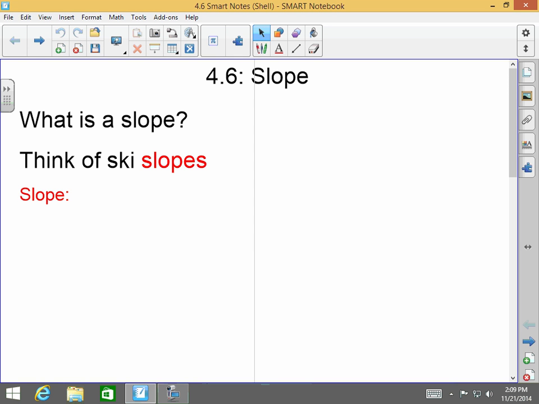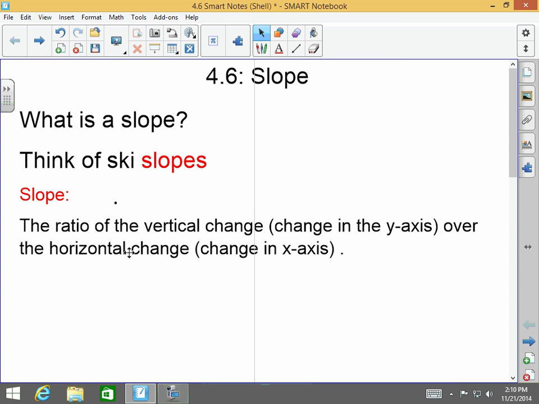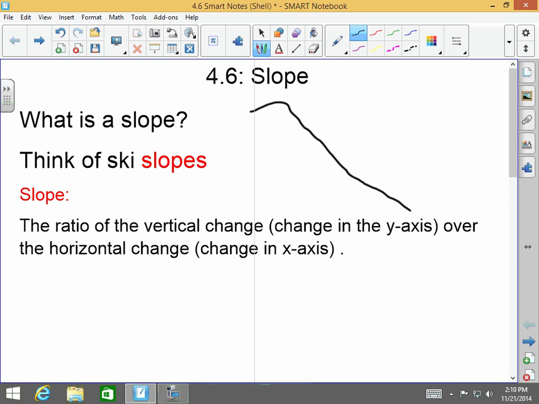Now, what is slope? I know you guys have heard about slope before, but think of ski slopes, guys. Okay? Slope, by definition, is the ratio of a vertical change, that's a change in the y-axis, over a horizontal change. That's why I tell you to think of a ski slope. They don't call them ski slopes for nothing. When you go down and you're skiing, they're literally measuring what is the vertical distance to horizontal distance? What is that ratio? And that's how they determine what kind of a ski slope it is.